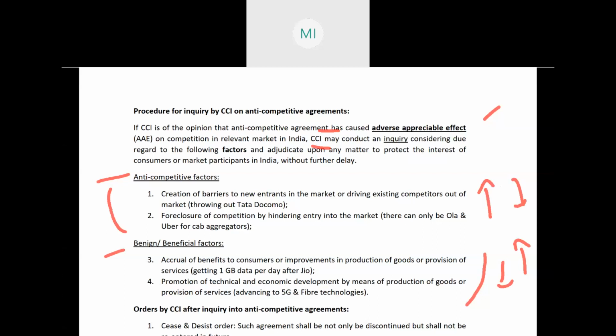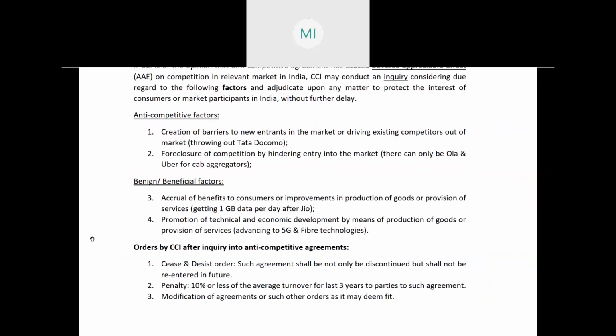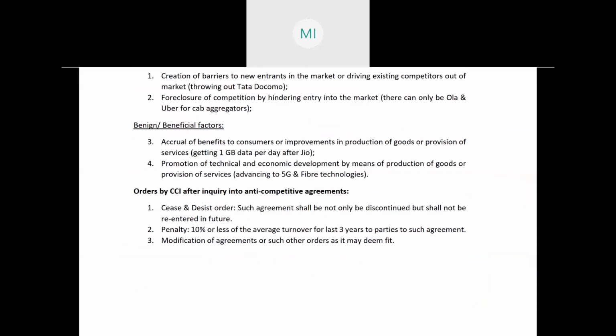Basis which they will decide whether bid rigging creates an adverse appreciable effect on competition or not. If it does, then what are the orders which the Competition Commission will pass? For bid rigging, which is a horizontal agreement, if it creates an adverse appreciable effect on competition, it is void. In that case, the Competition Commission can pass a cease and desist order. Cease is stop. Desist is don't do it in future. So such an agreement shall not only be discontinued, which is ceasing, but shall not be re-entered in future. That is desisting. Clear? So the cease and desist order is one of the important orders of the Competition Commission of India.